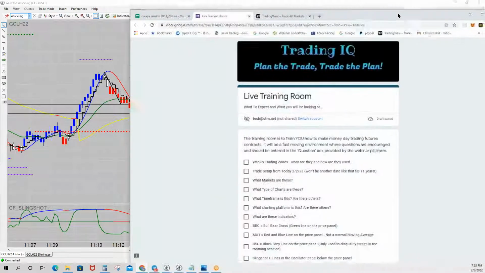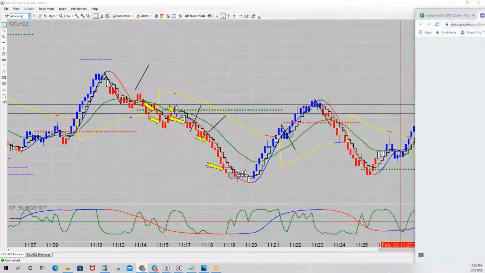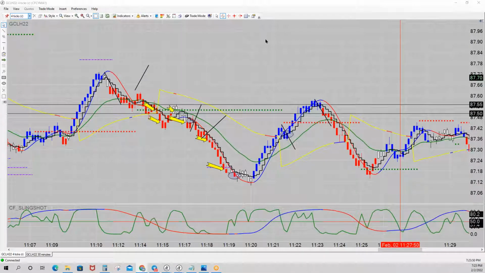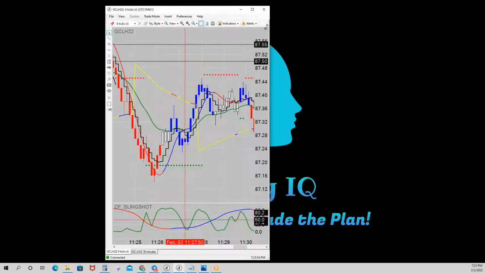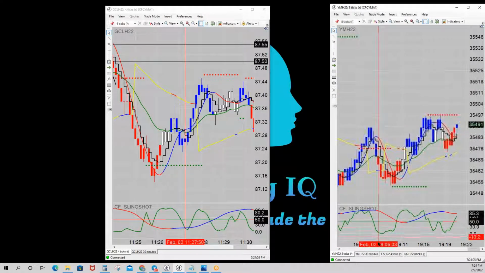But before I go any further, let me check off a couple of these things, all right? So I showed you what the trading zones are, showed you the trade setup. Now I'll get into these other things. Now, what markets are these? Well, you can trade any market that you want. The ones that I do in the morning, I do crude oil, gold, and usually I'll do the ES. But lately we've been having a little bit of an issue with the ES in the DOM.